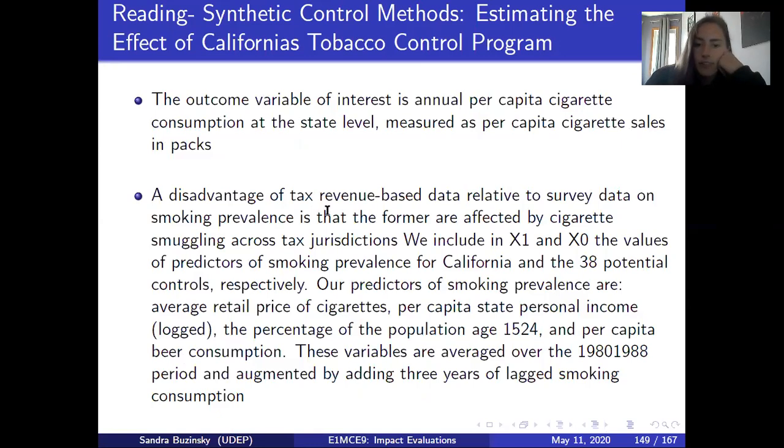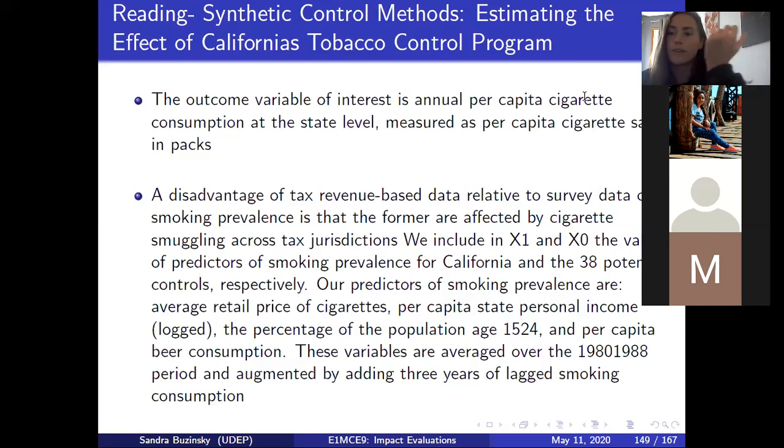A disadvantage of the tax revenue-based data relative to survey data on smoking prevalence is that the tax revenue-based data is affected by cigarette smuggling across tax jurisdictions. So if there are higher taxes in California than in a neighboring state, maybe some people will think it's worthwhile to cross the border and buy cigarettes from there. And what would be the problem with that?